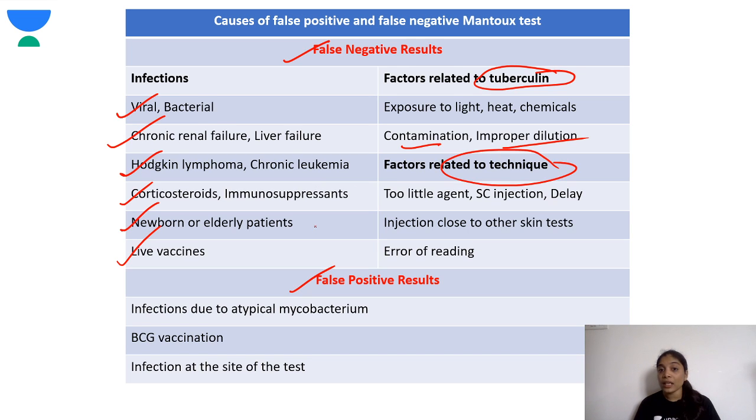But if the technique is wrong, if you have given very little agent, or if it has become a subcutaneous injection, or you have taken the PPD and you have not given it immediately. So if you've kept it for some time, the delay in giving the injection can also cause false negative. Injection close to other skin tests, or an error in reading, if it is not read by an experienced eye, could cause false negative. What were the false positive results? If there is an infection because of an atypical mycobacterium, if BCG vaccination was given, or if there is infection at the site of the test, all this could cause false positive results.